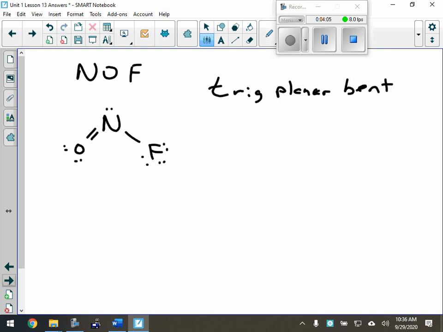Like I said before, if we were just talking about bent, it's probably tetrahedral because that's the most common one. Trigonal planar bent. What else here? AX2E, and 120. Okay. Polar, non-polar? Absolutely. It's got E in the general formula. It's most certainly going to be polar.